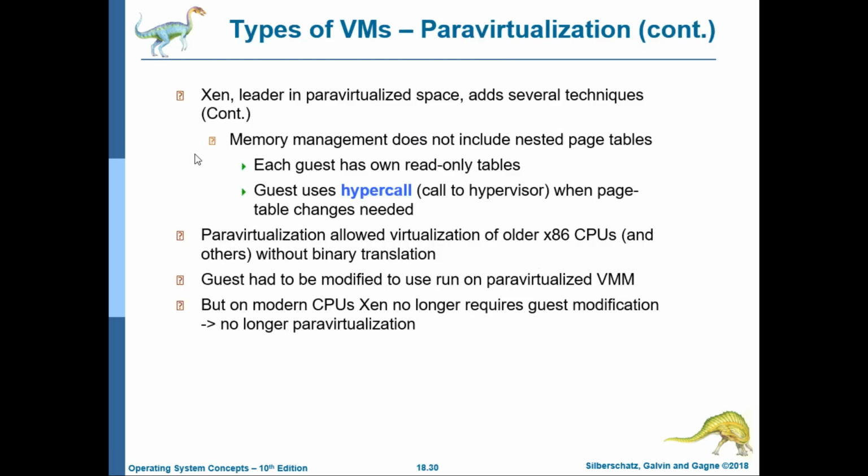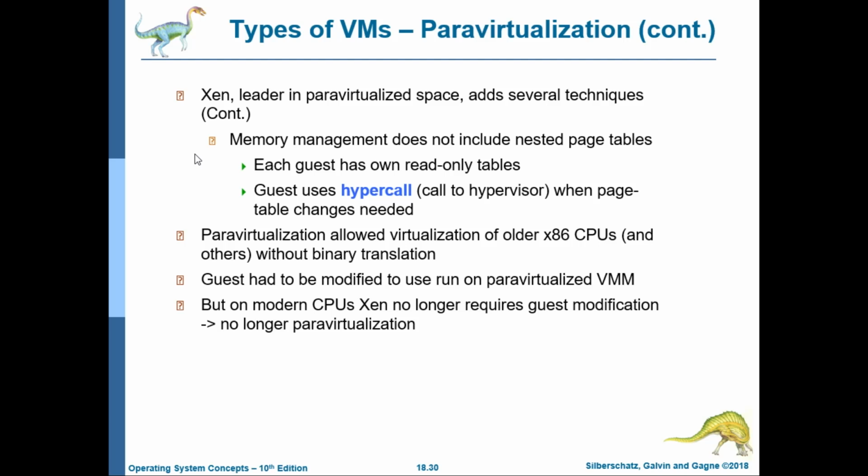So, continuation for para-virtualization. Xen, again a leader in the para-virtualized space, adds several techniques aside from what is mentioned in the previous slide. Memory management does not include nested page tables. Each guest has its own read-only tables. Then guests use the hypercall, or call to the hypervisor, or again the VMM, the virtual machine manager, when table changes are needed. And then para-virtualization allowed virtualization of older x86 CPUs and others without binary translation.